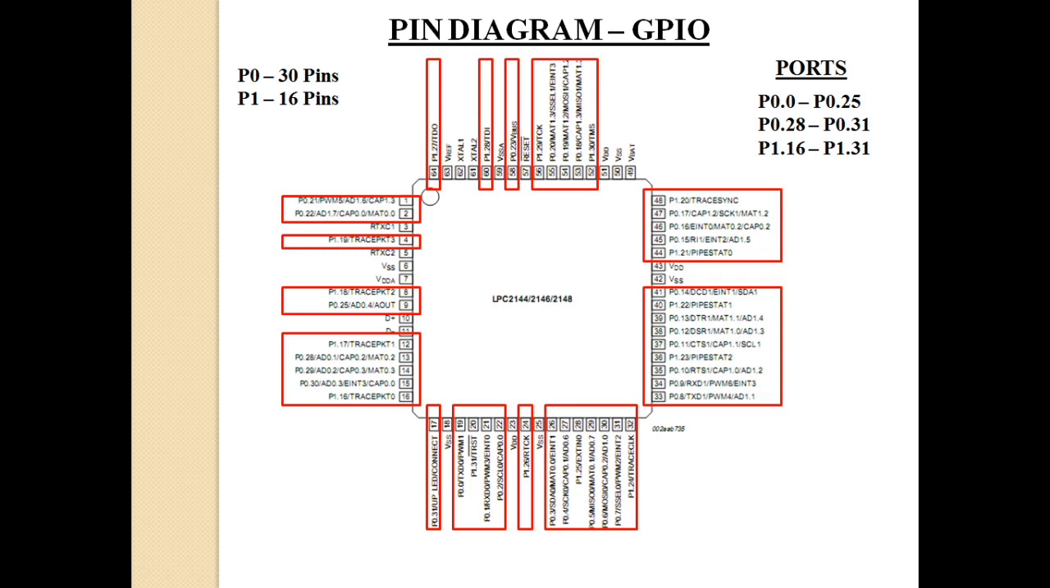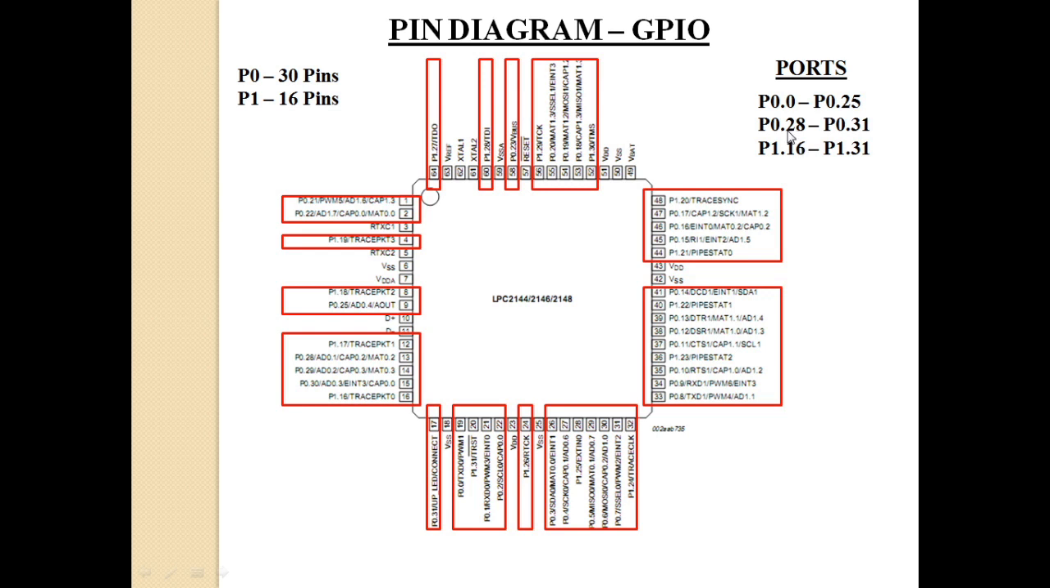So how will you refer to each and every pin in a port? Say, for example, you have taken an array of size 10. How will you refer to each and every element in an array? A of 0, A of 1, etc. Similarly here you refer like this. P0.0 means 0th pin of port 0. Similarly, P0.1 means first pin of port 0. So P0.25 means 25th pin of port 0. This is how it is distributed, P0.0 to P0.25. This is how you refer to each and every pin.